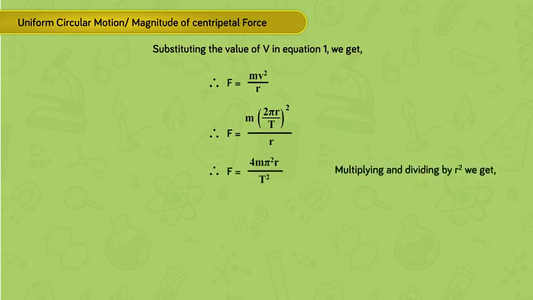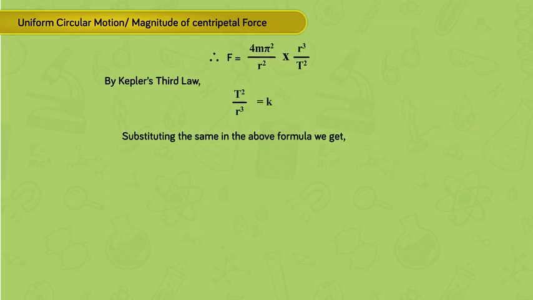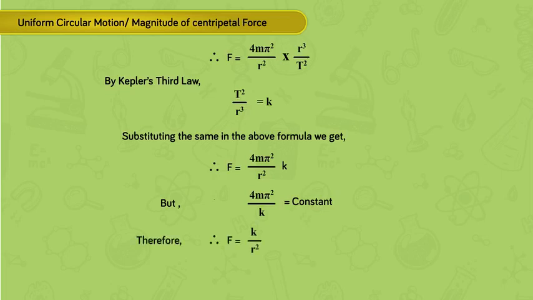F is equal to 4mπ²r upon T². Multiplying and dividing by r², we get F is equal to 4mπ² upon r² into r³ upon T². But according to Kepler's third law, T² upon r³ is equal to k. Substituting the same in the above formula, we get F is equal to 4mπ² upon r² into 1 upon k. Constant 4mπ² upon k is equal to a constant. Therefore, F is equal to k upon r². Hence, equation 3, F is directly proportional to 1 upon r².